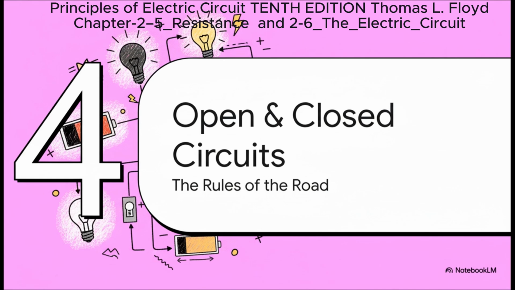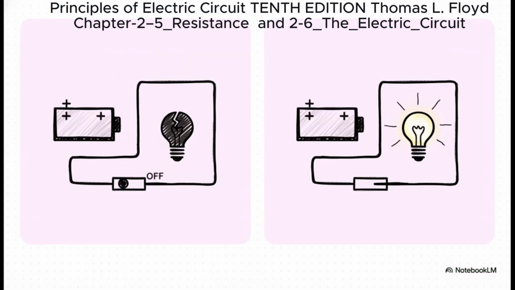That brings us right to the fundamental idea of open and closed circuits. The switch is really the most straightforward form of control you can imagine. When a switch is off, it's literally creating a physical gap in the wire. Think of it like an open drawbridge. The path is broken. That's an open circuit, and no current can flow. But when you flip that switch on, you close the bridge. The path is complete, and boom, you have a closed circuit. Current flows, and the lamp lights up.